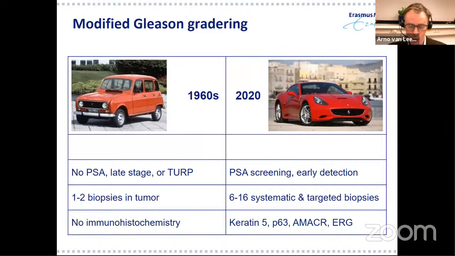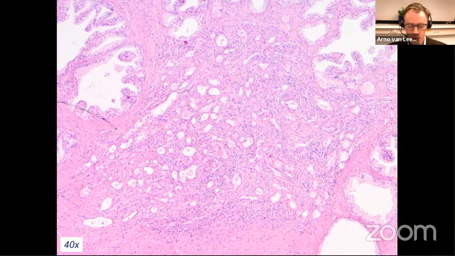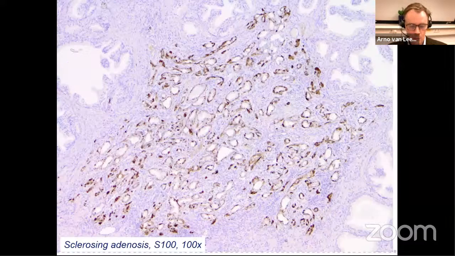Furthermore, pathologists widely use immunohistochemistry for distinction of prostate cancer from its mimickers. For instance, here is an example of a TURP specimen with a glandular lesion that Gleason would probably have called Gleason score 2 + 1 = 3 prostate cancer. But if we do immunostaining, we can appreciate basal cells are present. In this case, the basal cells express S100, which is characteristic for sclerosing adenosis.